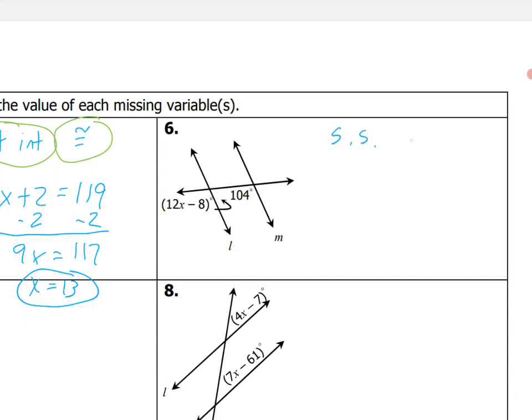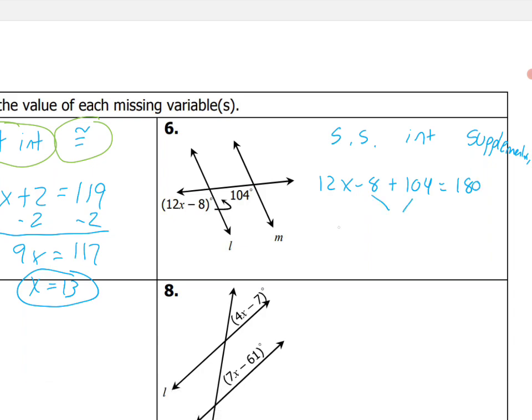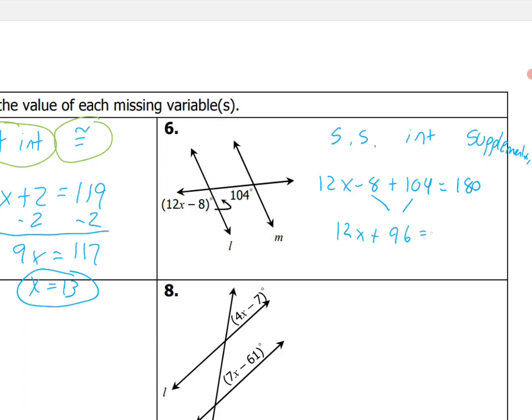Same side interior. The relationship for this one is these have to be supplementary. So they have to add up and equal 180. So I'm going to take both of my angles, 12x minus 8 plus 104. And I know them added together has to equal 180. So let's go through and combine some like terms. We'll keep the 12x on the left. 104 minus 8 is going to be 96, positive. I'm going to keep my equals. I'm going to keep my 180.